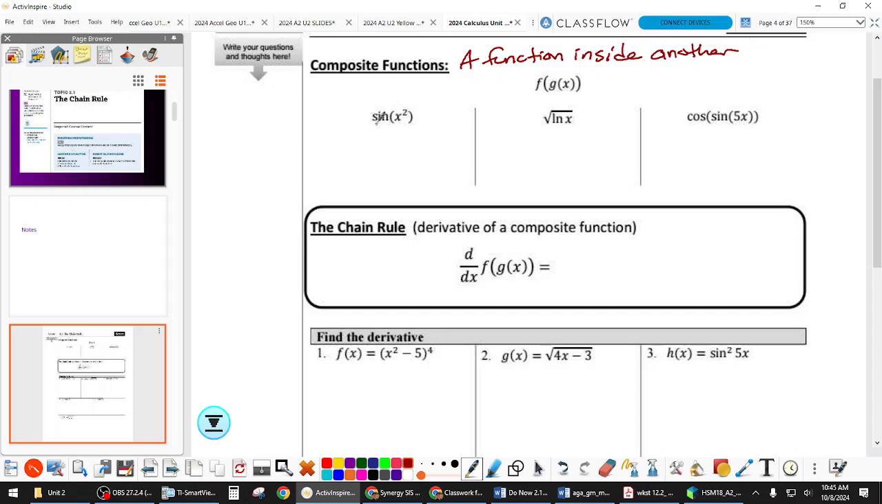So in this case, what is the outside function? Or the first function, if you want to think of it that way? Just sine of x, okay? And then the inside is x squared. So we're just making sure we see the 2. How about this one? And this one has 3. Yeah, this time I'm going to use letters.